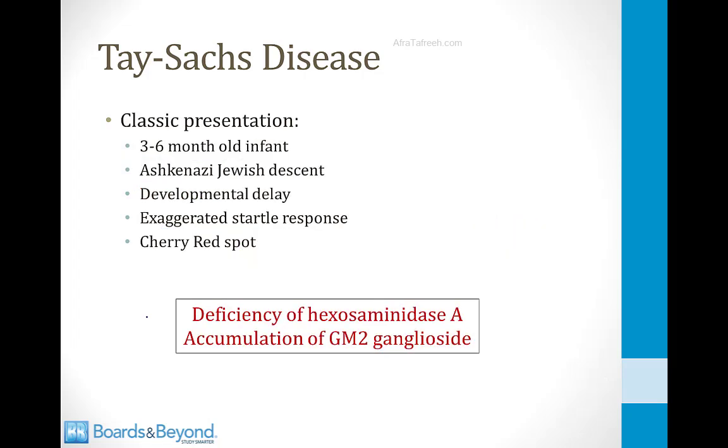So the classic presentation to know for your boards is a very small baby, 3 to 6 months of age, of Ashkenazi Jewish descent, with a developmental delay, an exaggerated startle response, and a cherry red spot on fundoscopic exam. And remember that Tay-Sachs is due to a deficiency of hexosaminidase A and accumulation of the GM2 ganglioside.